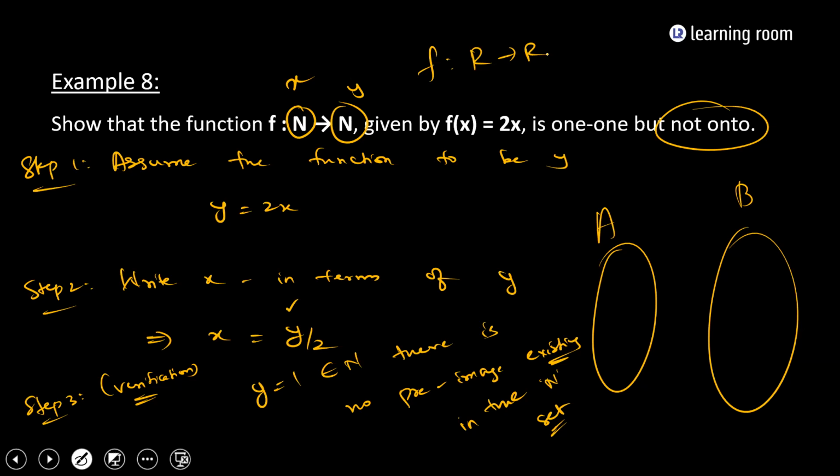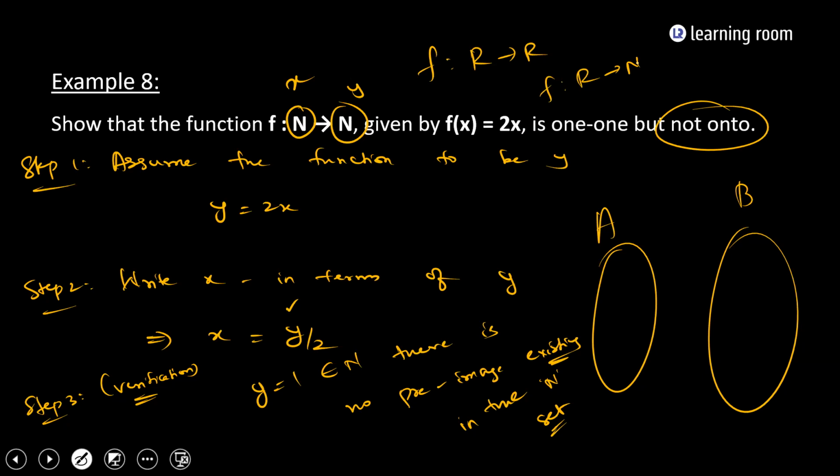Sir, even R to N is possible. That's what I was about to say next. Good that you thought. So if I take f mapped from R to N, I wanted to actually first do N to R, then R to N. Good. So if I do R to N, then what will happen?